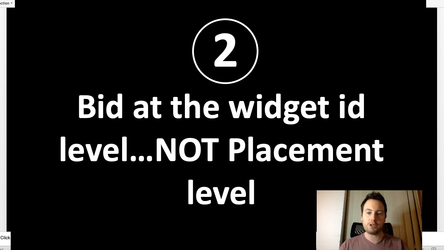Once you start to see conversions come through at a widget ID level, that's where you start to really reap the profit. What can happen is at an overall level, the placement could be a negative ROI, but within that placement, there could be 4 widget IDs, and 1 or 2 of those widget IDs could absolutely be killing it and doing really well for you. And when you cut the other 2 widget IDs, what will happen is you start to realize the profit and it becomes profitable. So that's why it's important to bid at the widget ID level.